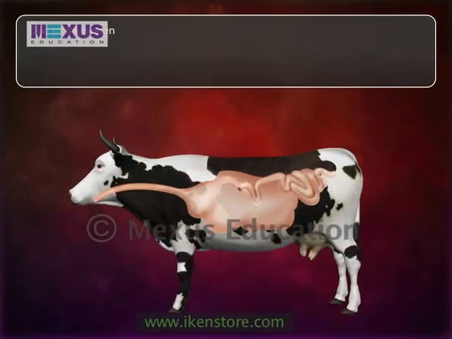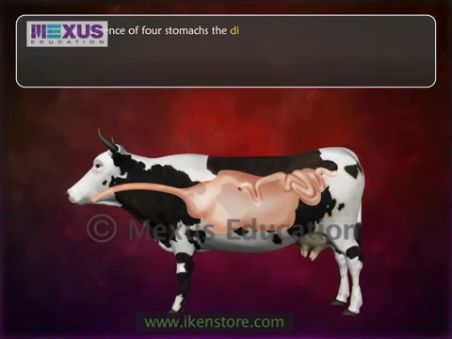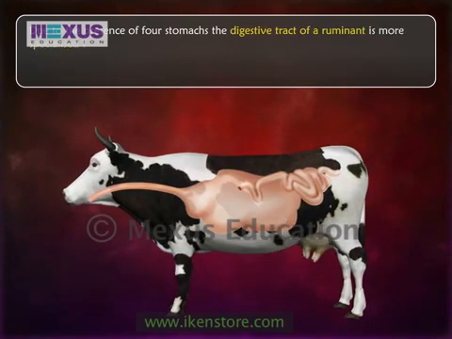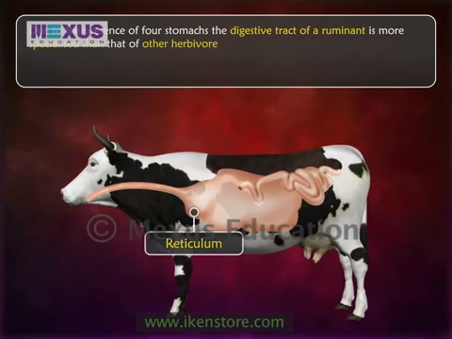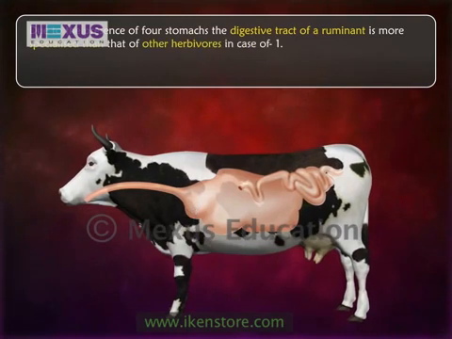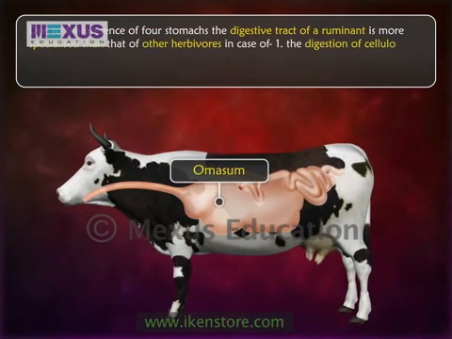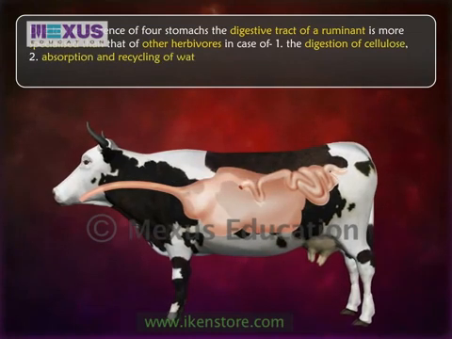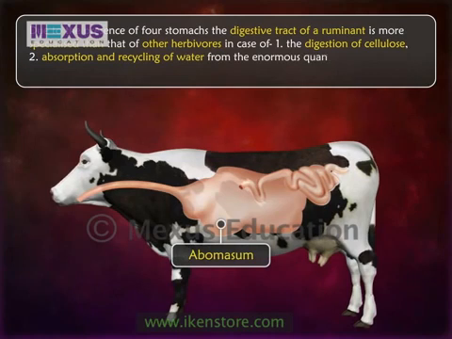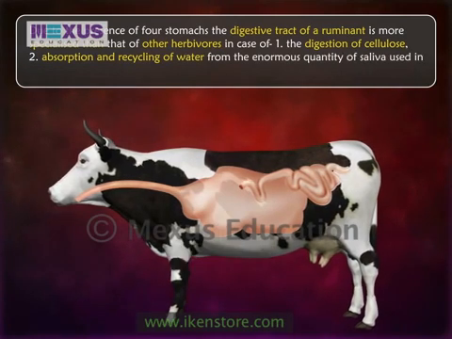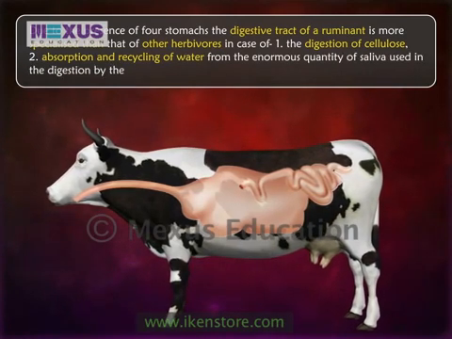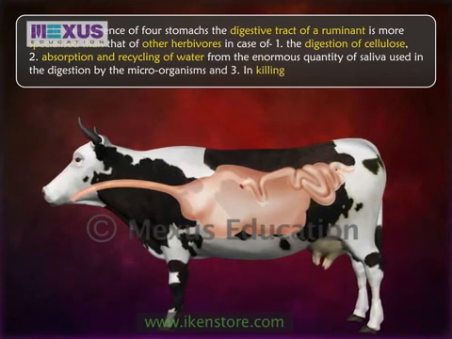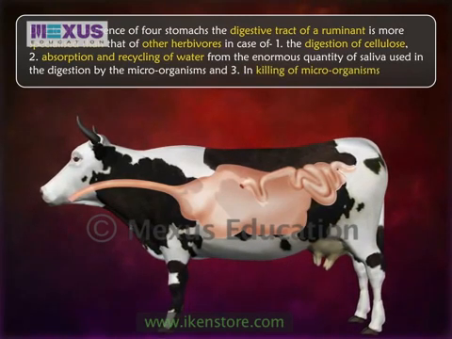Due to the presence of 4 stomachs, the digestive tract of a ruminant is more specialized than that of other herbivores in case of: 1. the digestion of cellulose, 2. absorption and recycling of water from the enormous quantity of saliva used in the digestion by the microorganisms, and 3. killing of microorganisms by acids.